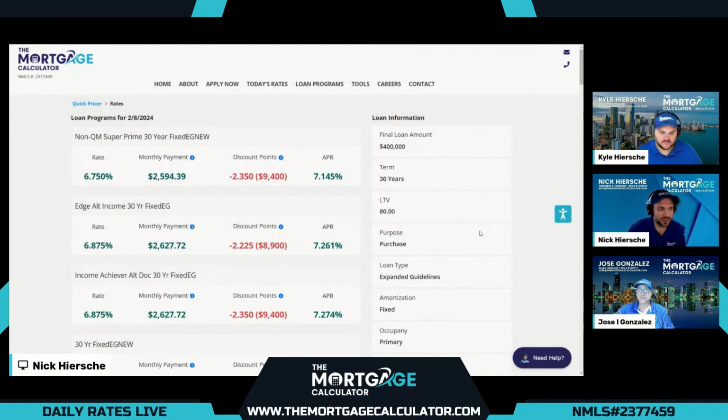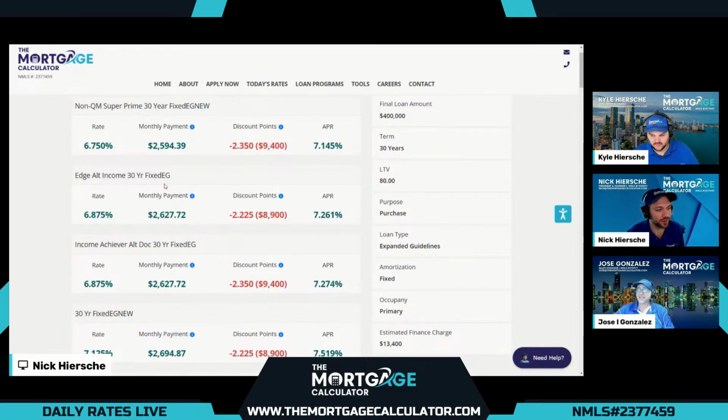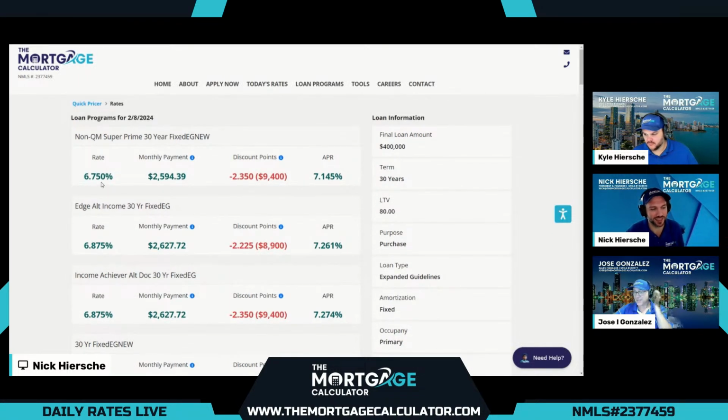Awesome. As expected, we're seeing some downward momentum here in the non-QM, which is usually about a week behind. So remember, exactly 1 week ago, we saw all the conventional rates drop substantially, and now we're seeing the non-QM react. So we have 3 options in the 6s, which is amazing, and even an option lower than yesterday, 6.75 rate for 2.35 discount points and cost, puts a final APR at 7.145.